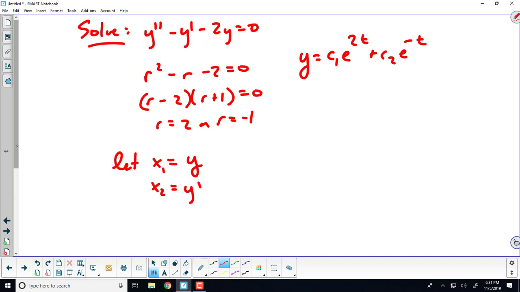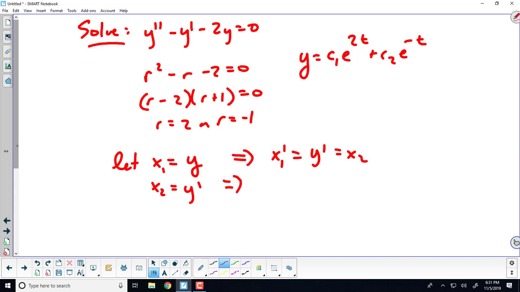Make sure I've got that. Those were the substitutions we made. Seems right. Yeah. Okay. Well, then if we take the derivative of x1, then that makes x1 prime equal y prime. But what is y prime? It's the same thing as x2, right?